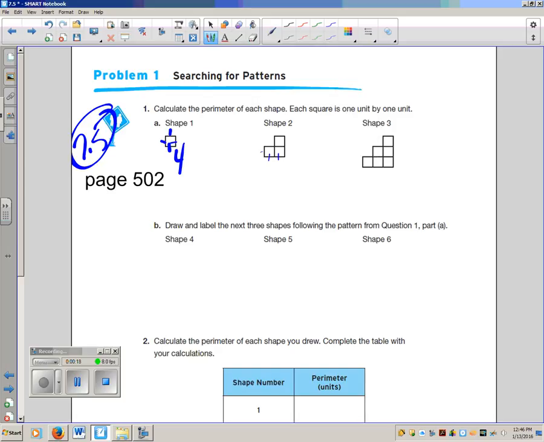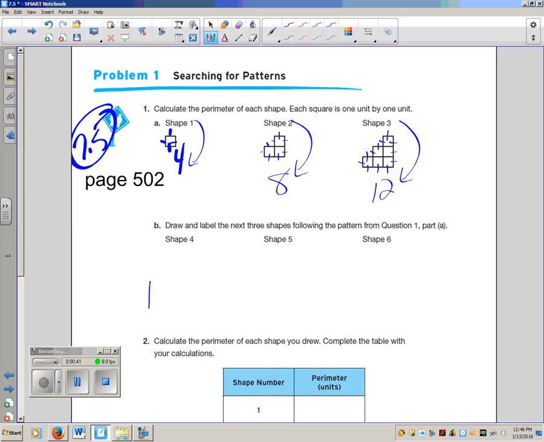1, 2, 3, 4, 5, 6, 7, 8. Shape 2 has 8. Start looking for a pattern. Shape 1 has 4. Shape 2 has 8. Shape 3 has 1, 2, 3, 4, 5, 6, 7, 8, 9, 10, 11, and 12. Do you see the pattern yet? Shape 3 has 12. Draw and label the next 3 shapes.